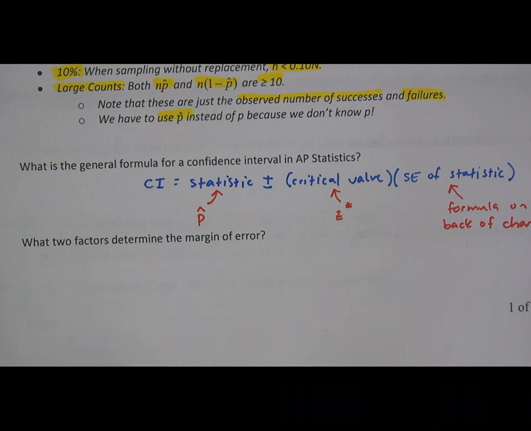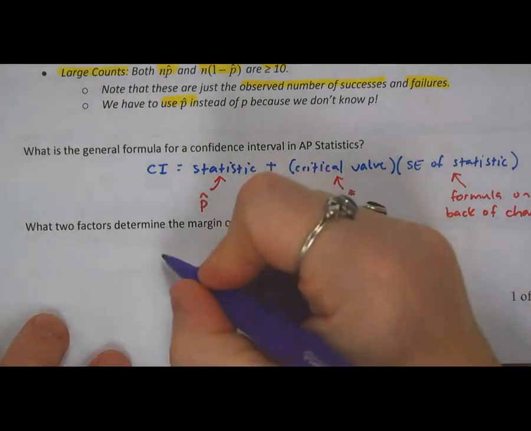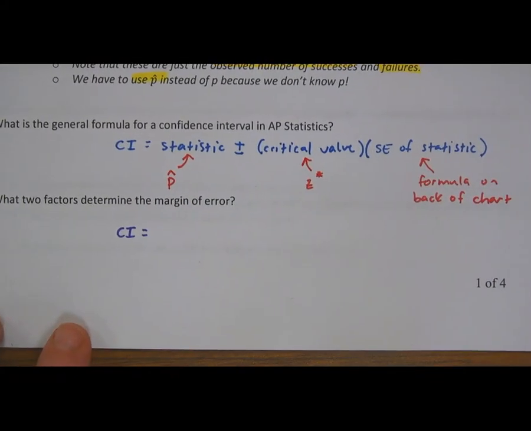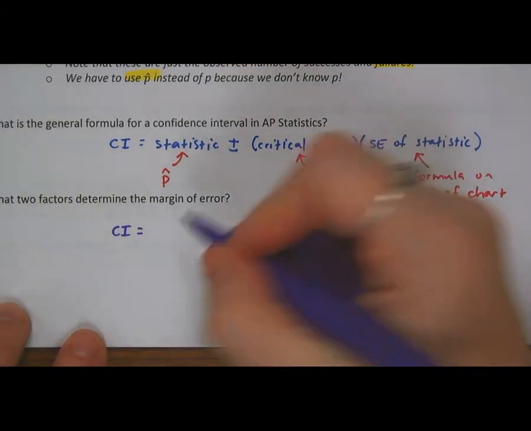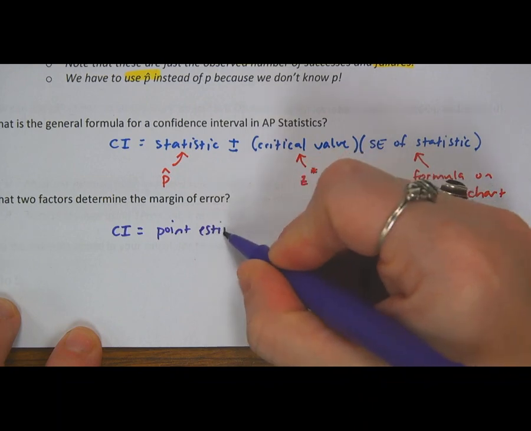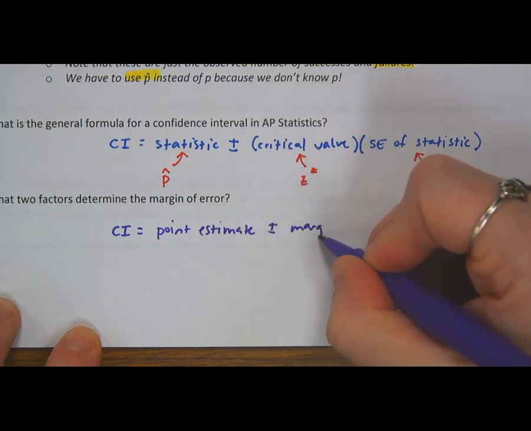And so, what two factors determine the margin of error? Well, let's revisit our 8.1 definition of what a confidence interval was really quickly. In our last set of notes, we wrote that a confidence interval is just the point estimate plus or minus the margin of error.